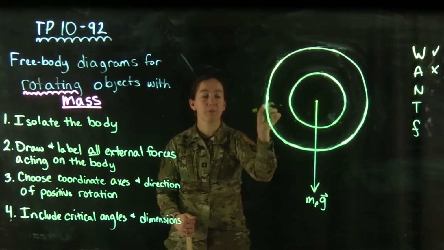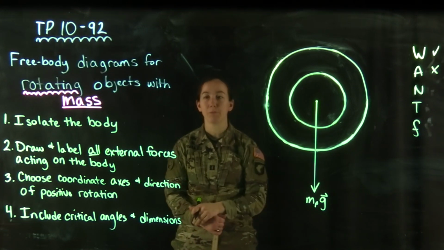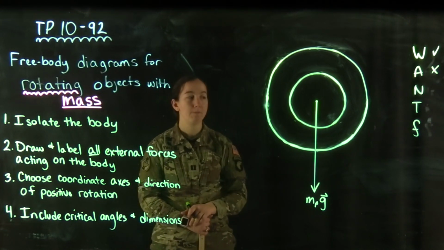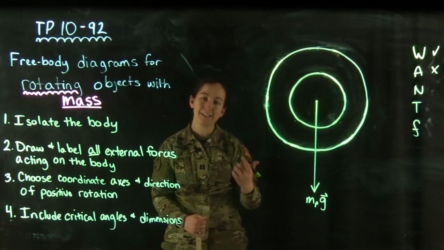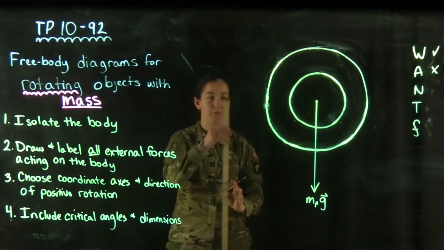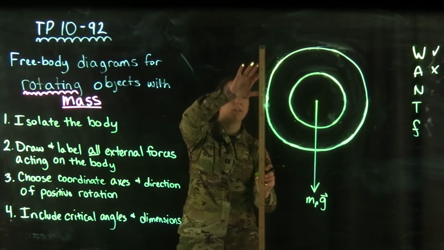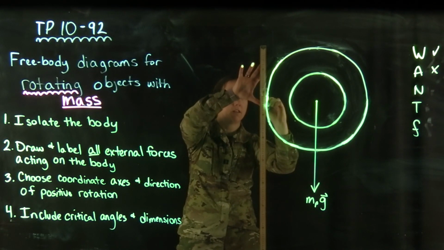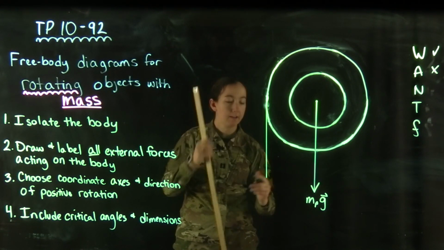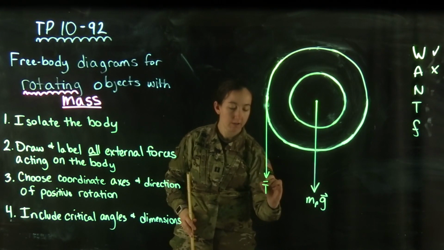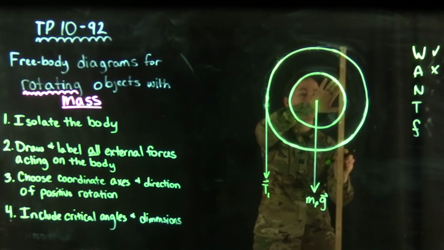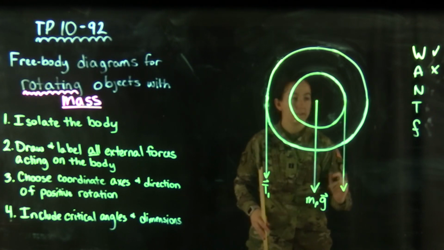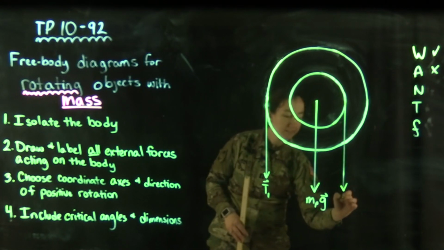There is one tension force applied to the larger circle, and one tension force applied to the smaller circle. When dealing with pulleys, we always draw our tension forces 90 degrees from the radius, tangent to the circle. So first I'm going to draw T1, just a nice tangent pointing downward. And then I'm going to go over here and draw tension 2, again a nice tangent to the circle pointing downward.